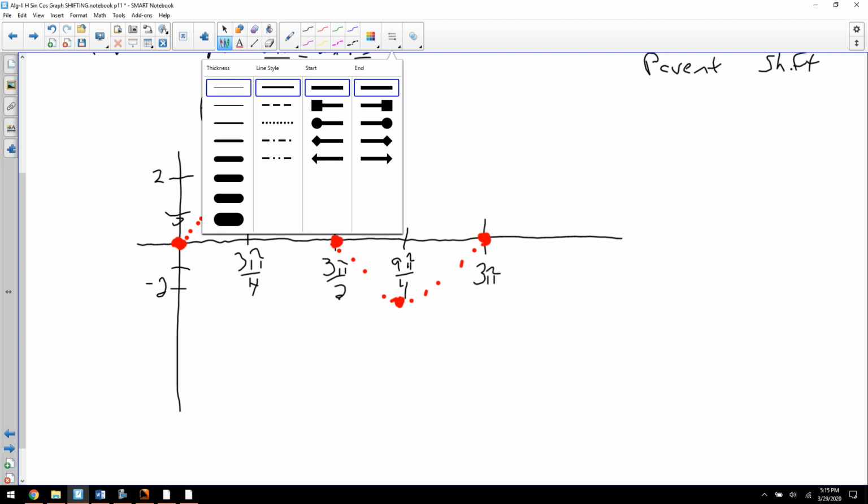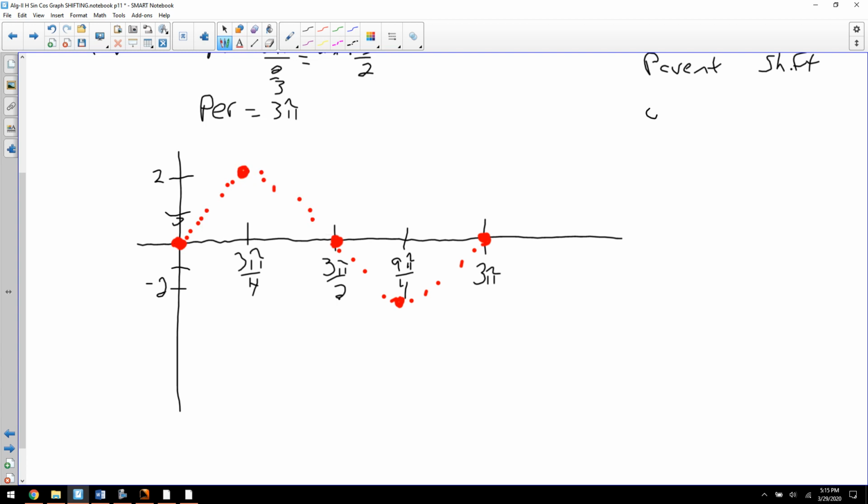And this is where my handwriting is going to be kind of tough here. So our ordered pairs for the parent were at 0, 0. And then it went to 3 pi over 4, comma 2. After that, it went to 3 pi over 2, back to 0, 9 pi over 4, -2, and then 3 pi, back to 0.